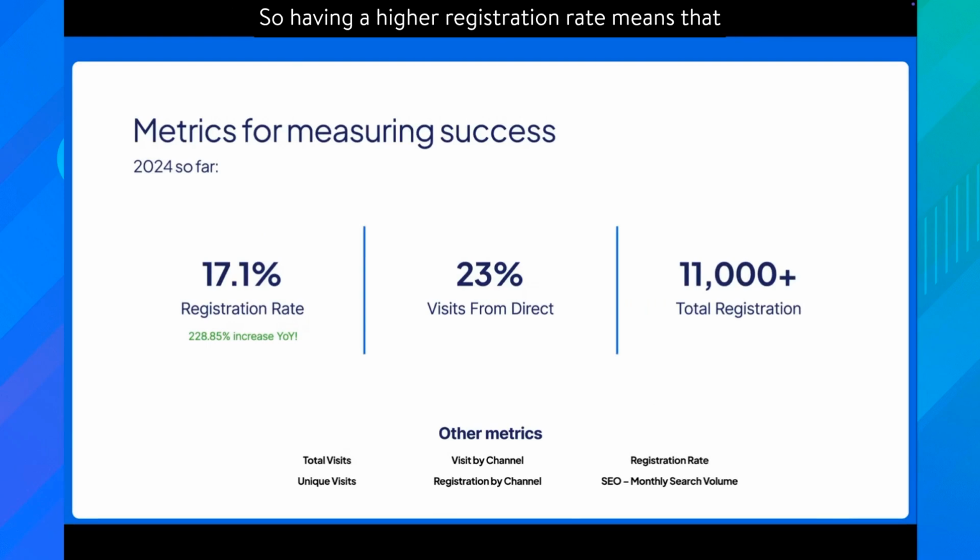So having a higher registration rate means that people are doing exactly what Andres just said. They're finding the registration process. They're going through it quickly. They're going to the website knowing what they want, and they're able to register as seamlessly as possible. So this year we had, from 2024, we had a 17.1% registration rate, which was a 200% increase year over year.